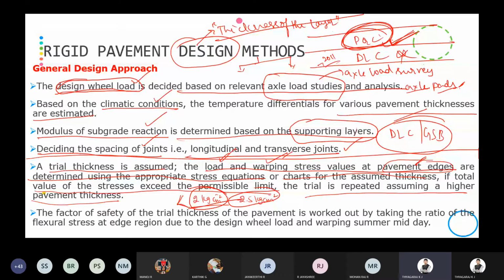So you have to design the pavement in such a way that the total value of stress does not exceed the permissible limit. The permissible limit is 2 kg per centimeter square. If we are getting less than 2 kg per centimeter square for the summation of the edge stress because of wheel load and warping stress, it will be okay. If it is exceeding, we have to redesign the thickness of the pavement.